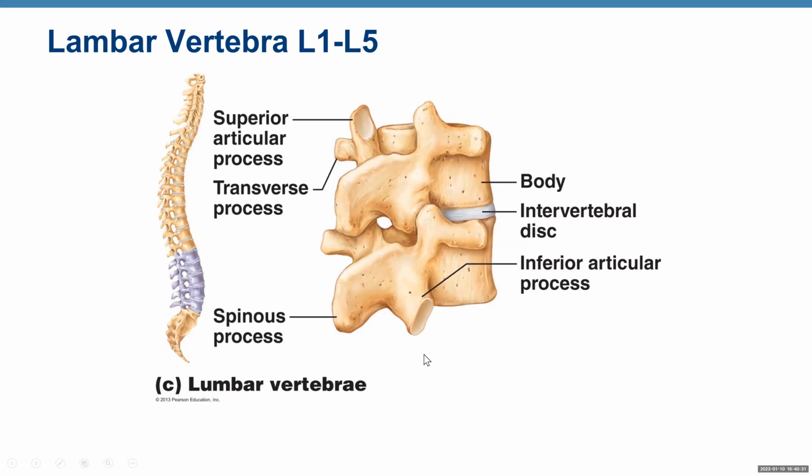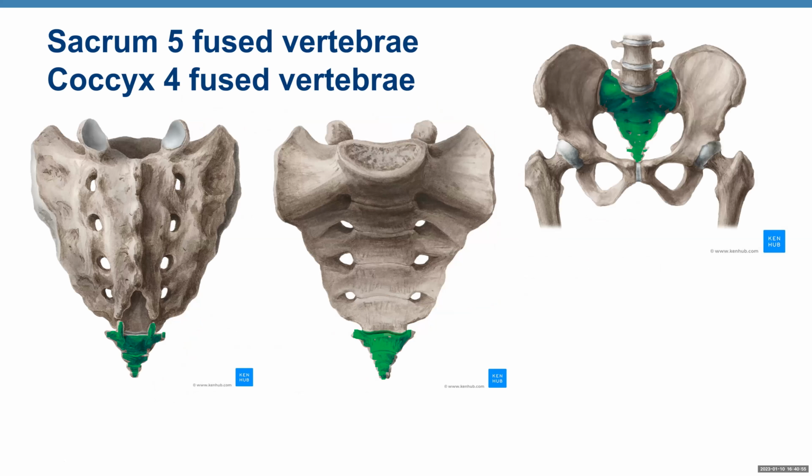Lumbar vertebrae will have very short spinous processes and very massive bodies. Those are the biggest vertebrae, with massive bodies and short spinous processes. Okay, and we have the sacrum. So here's the sacrum.